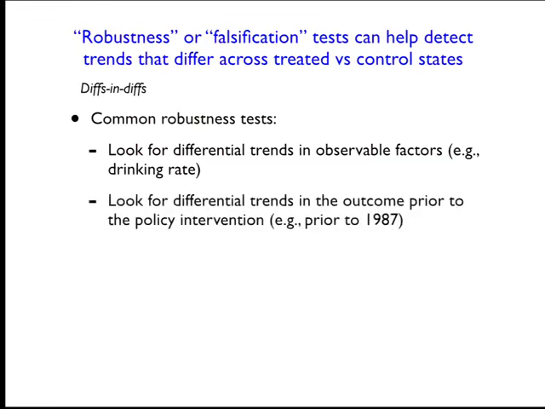Another thing you can do is look for differential trends in the outcome. So this would be differential trends in the fatality rates prior to when the policy actually occurs. So this would be prior to 1987. And I think we'll see, maybe not in this study, but certainly when we get to the cancer cluster study, you'll see that evidence being presented.